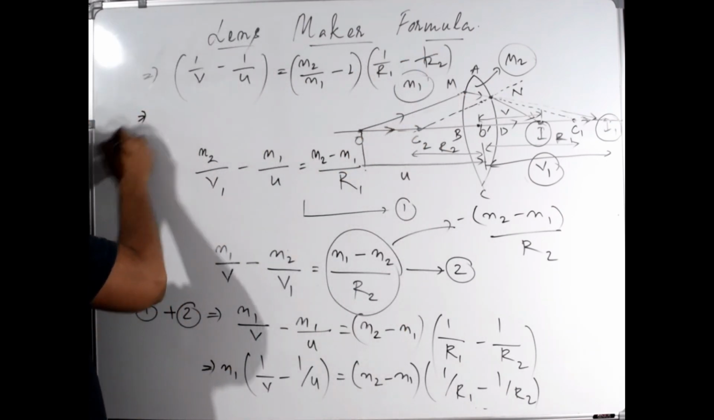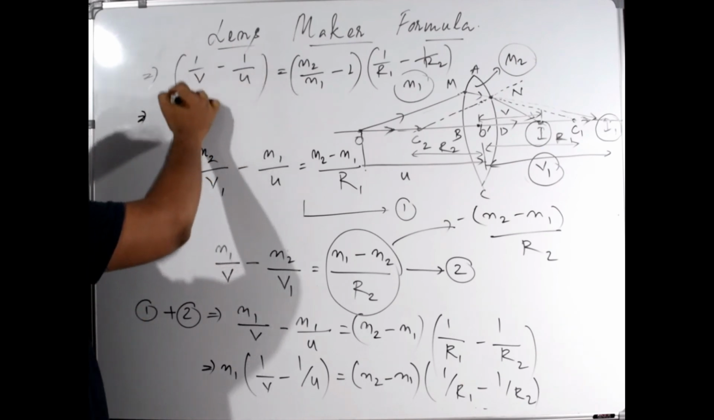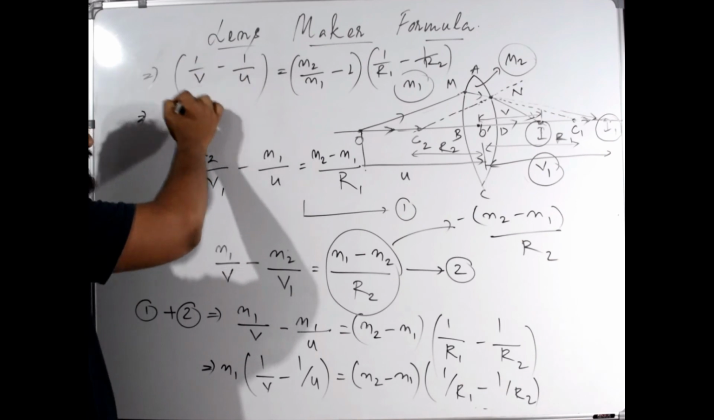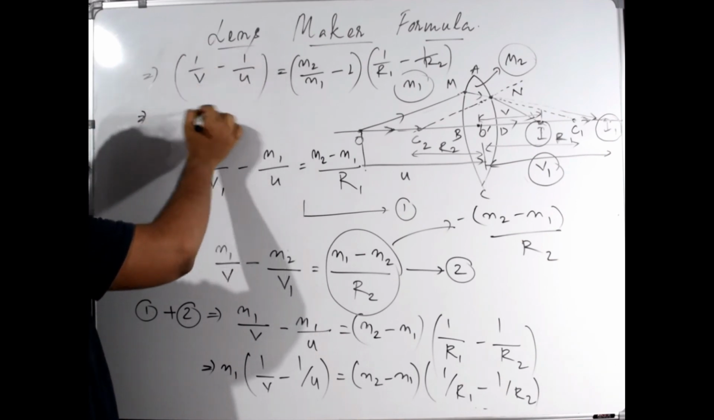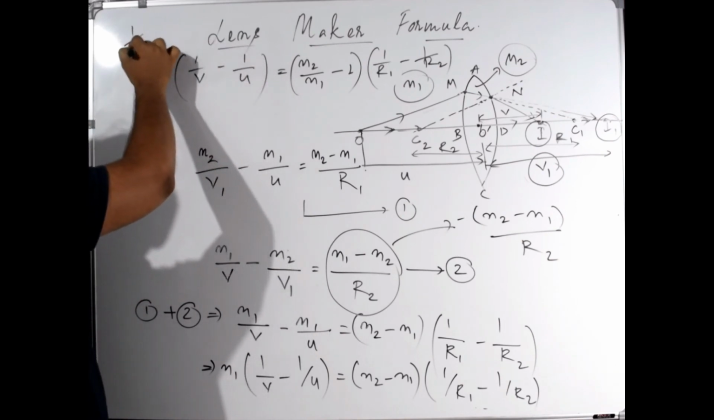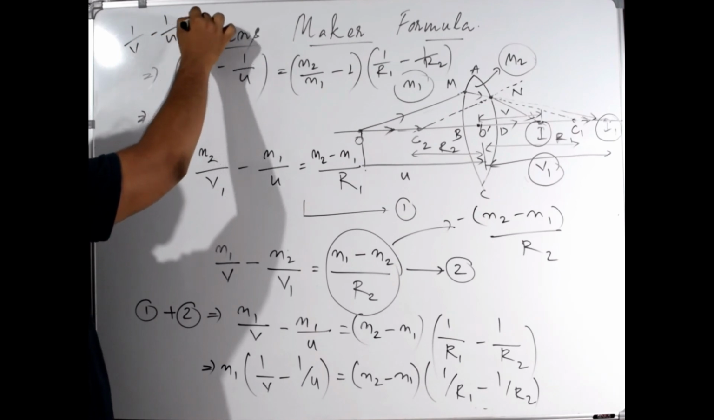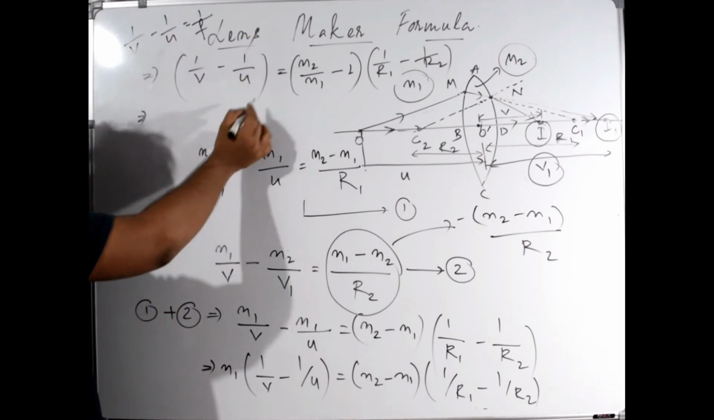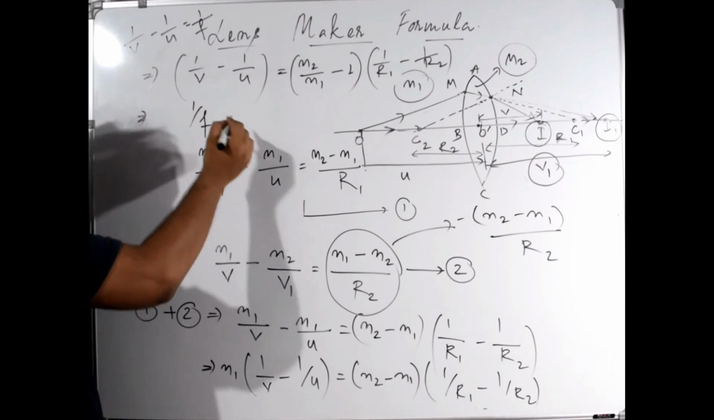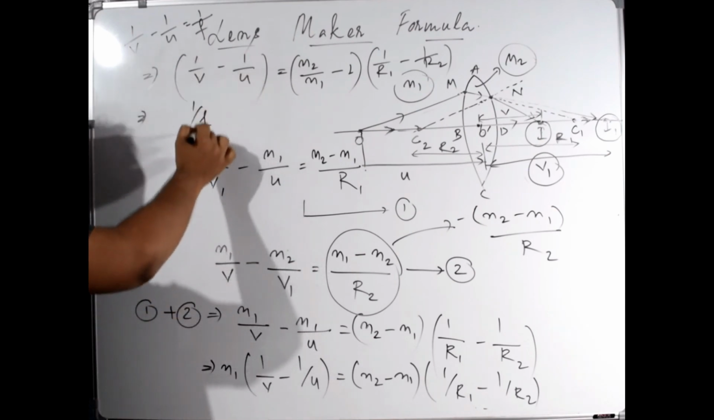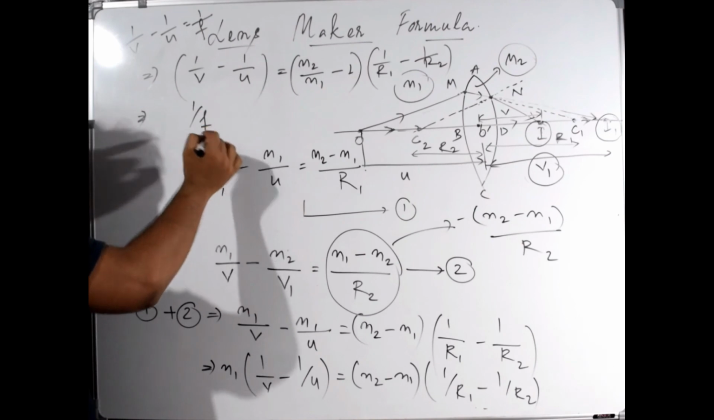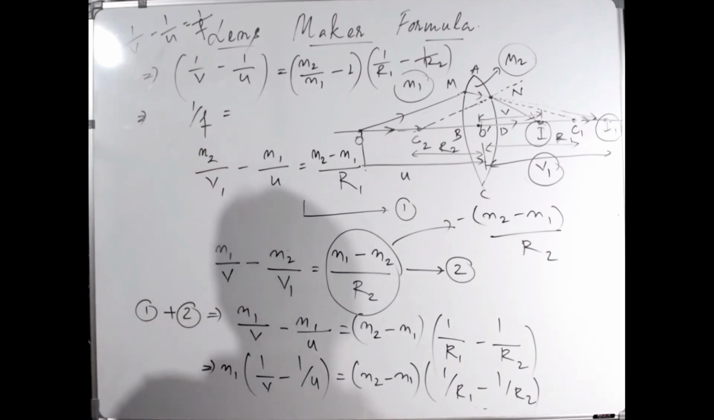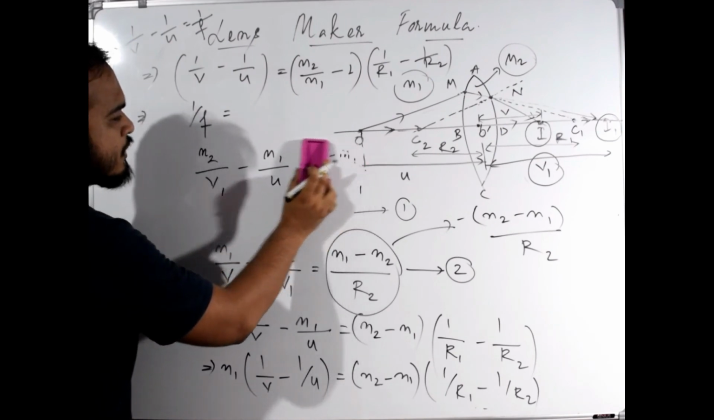Now this is the formula for lenses. So what can we write instead of this? Because 1 by V minus 1 by U is equal to 1 by F for lenses. So we can write in place of this as 1 by F. So this will be equal to, I am drawing this portion now.